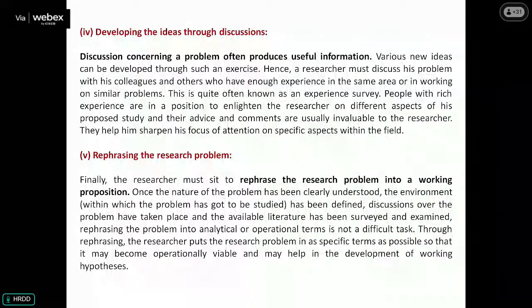Discussion concerning the problem often produces useful information, because I have found in my career that my thought process is in one way. When I am teaching this course, I will teach from one angle. If somebody else is coming, they will teach in some other way. The perspective varies and the methodology also varies. And you as a student, how will you benefit?